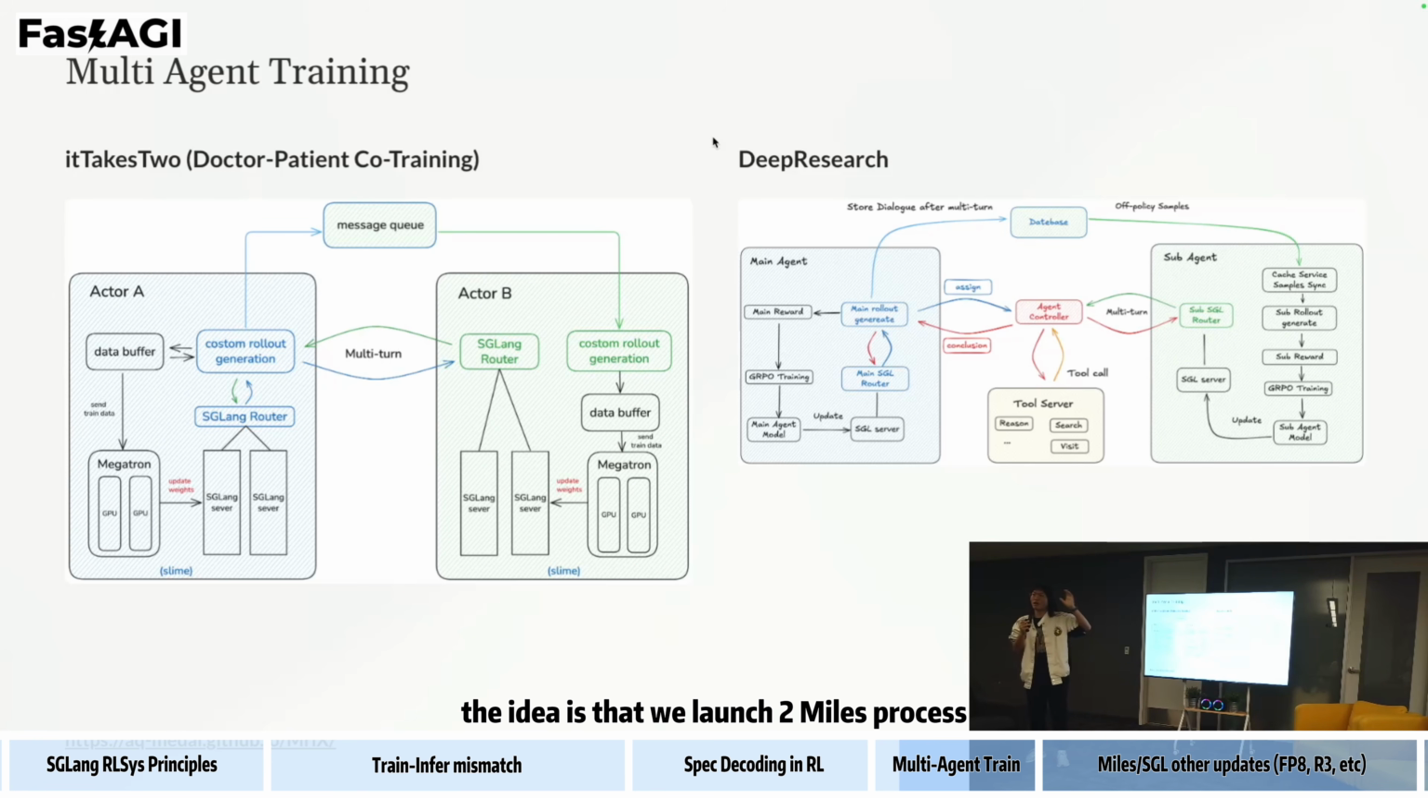The idea is that we launch two Miles processes, and one acts as agent A and another acts as agent B. Agent B collaborates or interacts with agent A. Then agent A and agent B are trained at the same time. So that's the idea of multi-agent training. And there are some concrete examples.